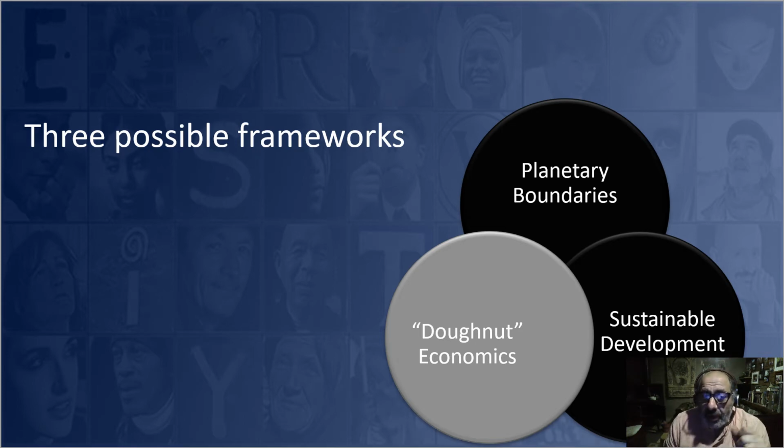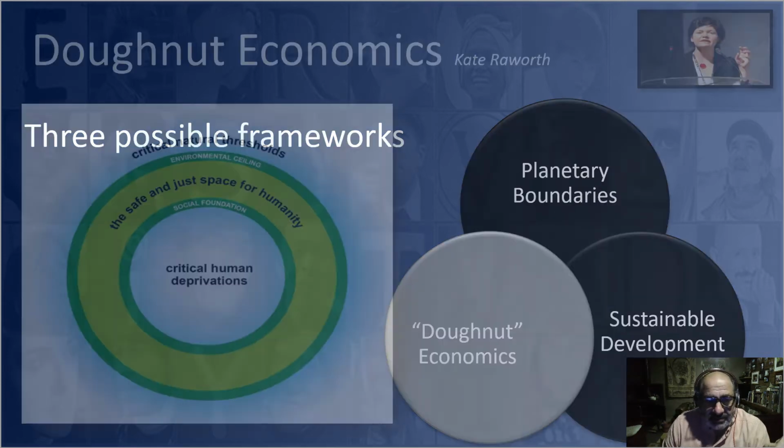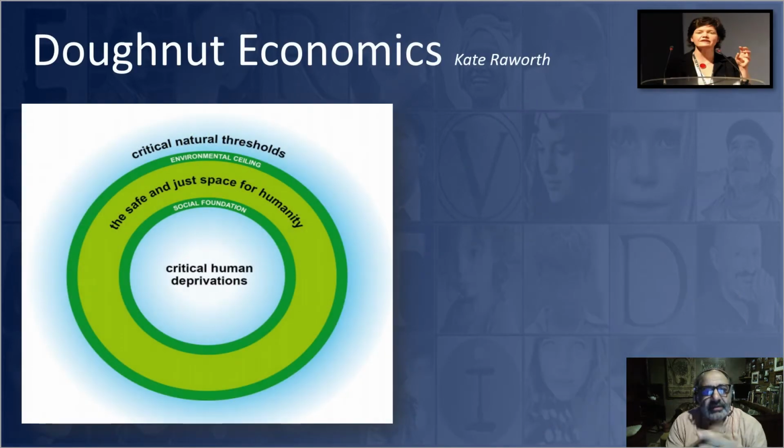So, why is it called Doughnut Economics? Have a wild guess. Look at this. If you use your imagination, you should be able to see a big donut, particularly if you're hungry. And right at the center of that donut, we have what Kate Raworth, who's the British-based author of this theory, suggests is critical human deprivation.